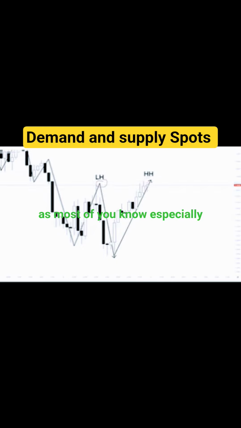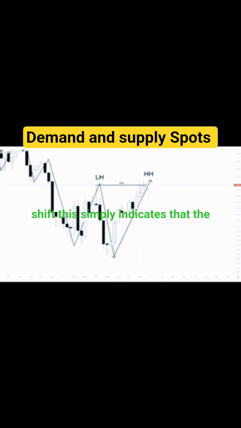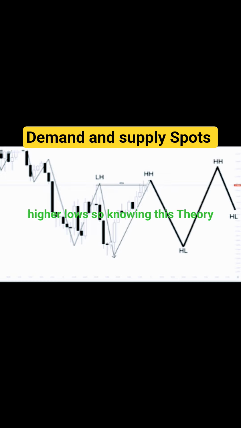As most of you know, especially my regular viewers, when the market has been following a downtrend, and then after a long time it finally breaks into a higher high, this first break is called a bullish trend shift. This simply indicates that the market has a high probability of now reversing the swing points, which would now form higher highs and higher lows.